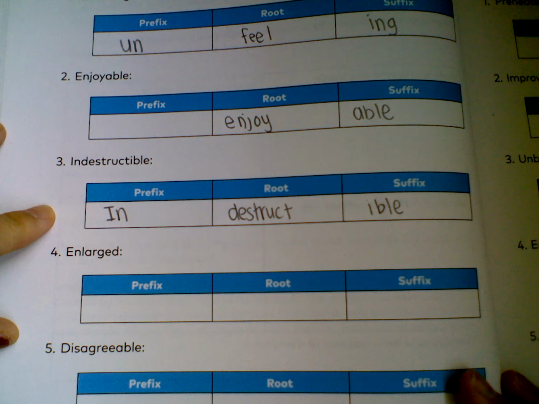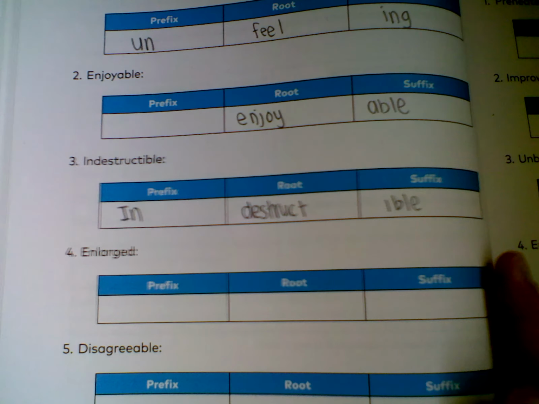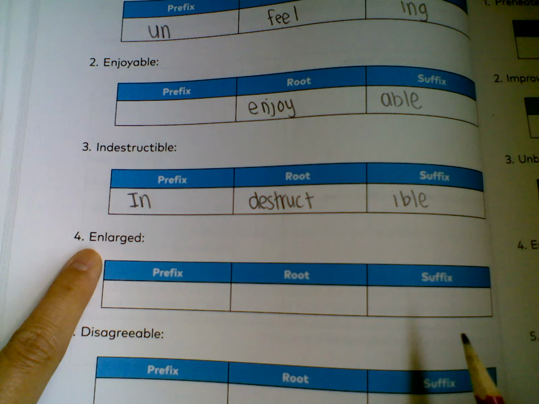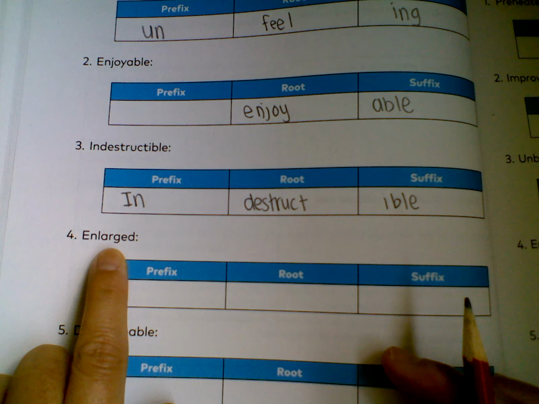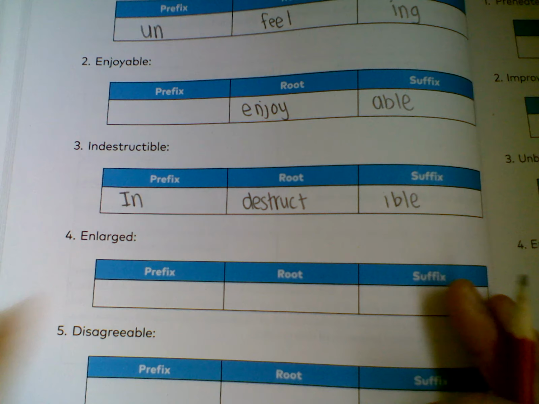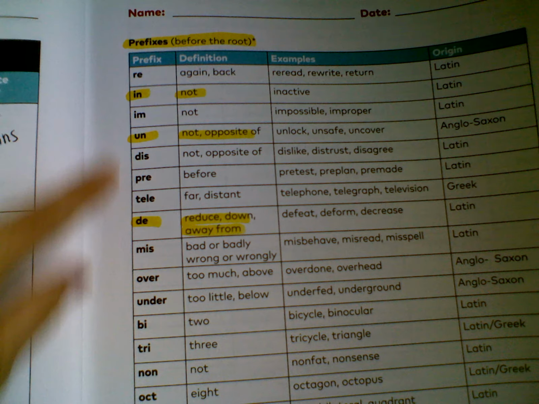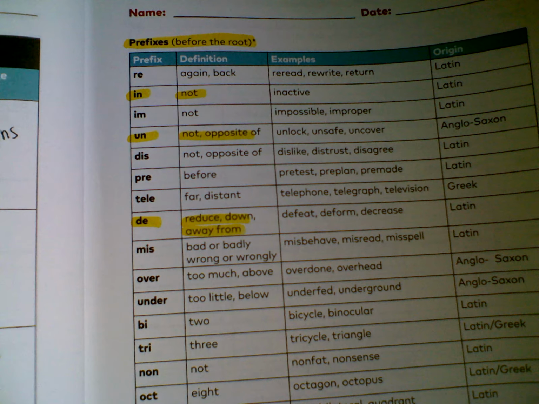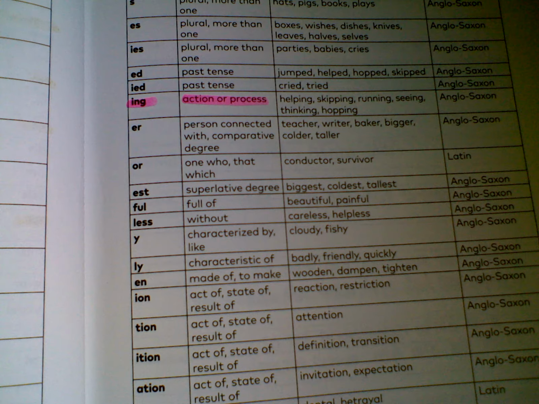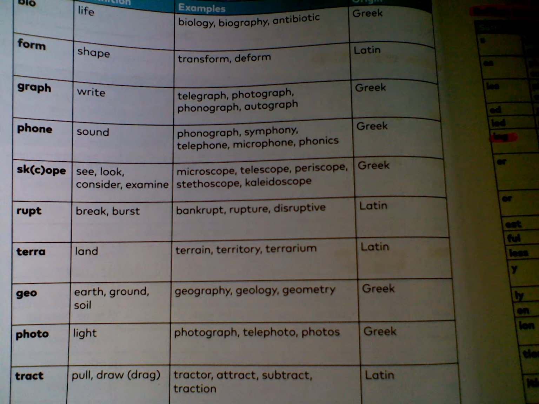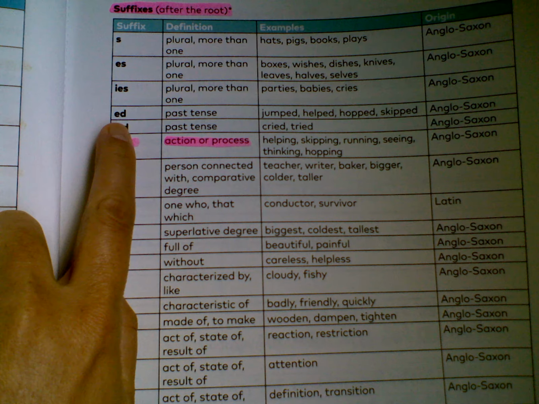Number 4, enlarge. So let's take a look at our prefix again. We have en, and I can see large. I can see that that's probably going to be our root word because large is a word. And it looks like it also ends in ed. So let's see. En. Oh, it doesn't look like they have en here. Okay, and then large is going to be our root word, but again, I can see that it's not on here. And then the last word is ed, and that is right there.